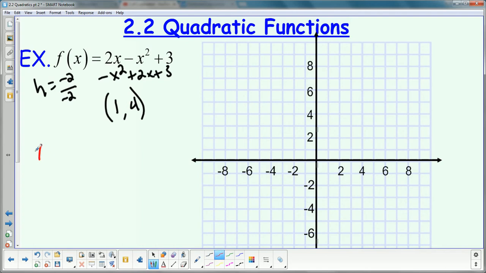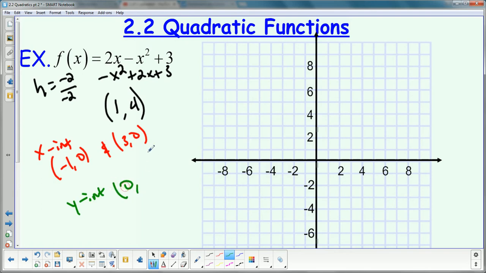Okay, next thing we want is our x-intercept, so I'm going to plug into my quadratic formula. Remember, a is negative 1, b is 2, and c is 3, which is going to give me x-intercepts of negative 1, 0 and positive 3, 0. And then finally, my y-intercept, which is always just going to be 0, c, which is 3 in this case. And I'll even say since a is negative, we know we are going to open down.